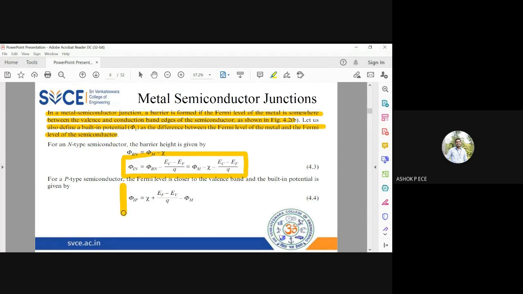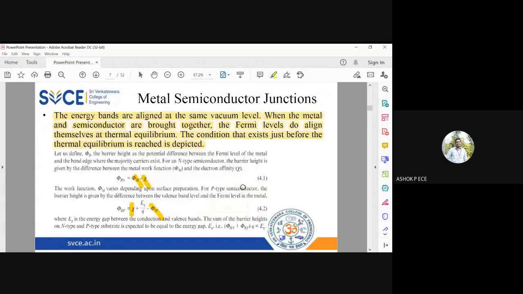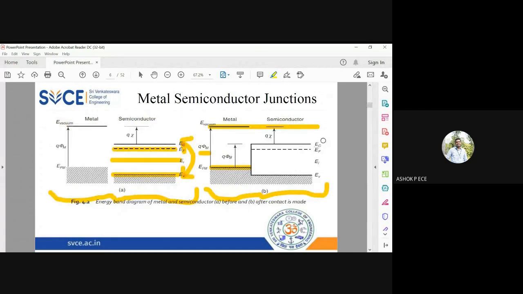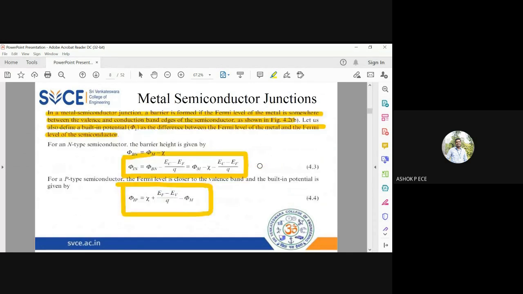If you take for p type, it will be the reverse. So phi 1p equal to this minus x will become plus x, and plus phi m will become minus phi m. Here you have to subtract the Fermi level minus the valence band, because you see in n type a conduction band and then Fermi level comes. So I write EC minus EF. If you write for p type, first your Fermi level will come, then your valence band will come. So it is EF minus EV. So the difference you can understand. So nothing to learn by heart here. The energy difference, we are considering only the Fermi level.